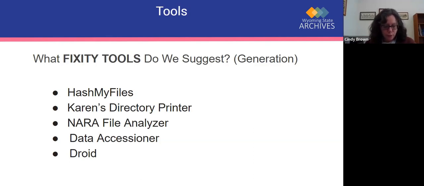Then the last one is called Droid. Again, open source, Java-based multifunction tool. It was developed by the National Archives in the UK, and it identifies file formats. It does directory printing and checksums. So those are generation tools.